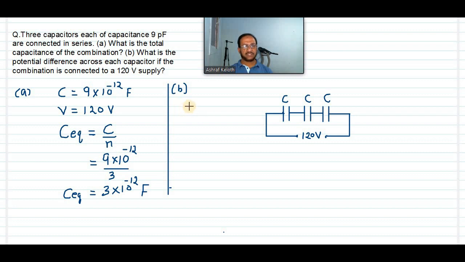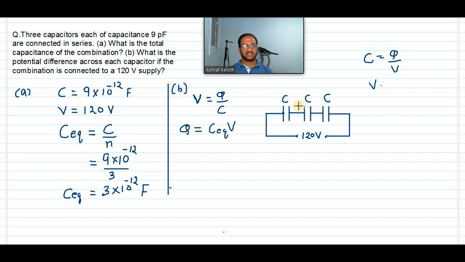Which equation can we use for getting the potential difference across each capacitor? The equation for capacitance, C equal to Q by V, so V is equal to Q by C. And Q we need to get first of all, isn't it? We don't have the Q value. For getting the Q value, you need to take the equivalent capacitance of the entire combination. You can find the total charge in the combination, Q equal to CV, where we take C equivalent into V.